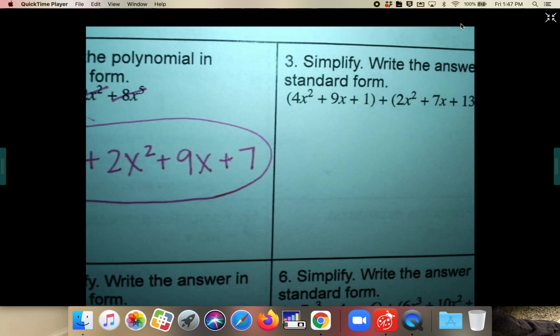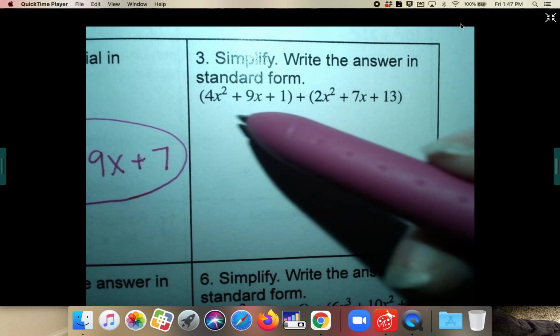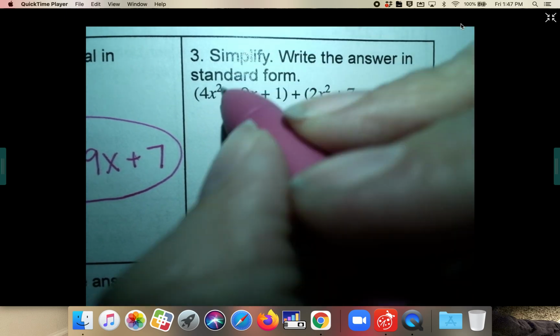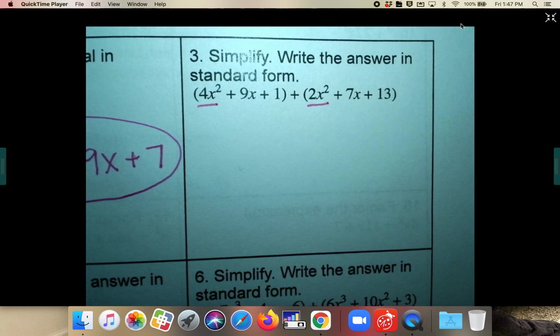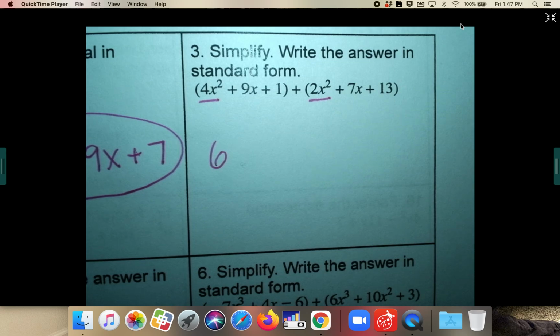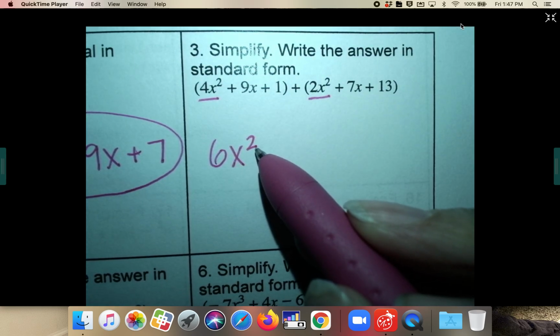All right. Then we start with addition. So when it says simplify and you have an addition in between these polynomials, all you're going to do is combine like terms. So you have a 4x squared plus a 2x squared. 4 plus 2 is 6. 6x squared. Remember, you're not changing the exponent unless you're multiplying.